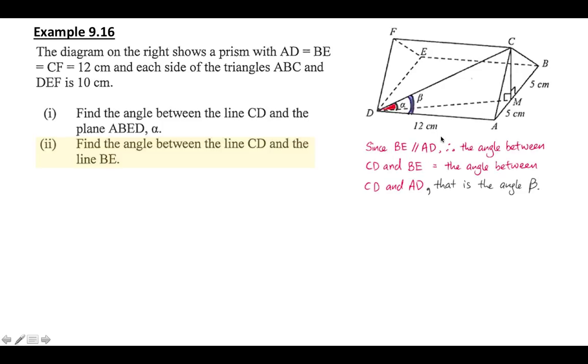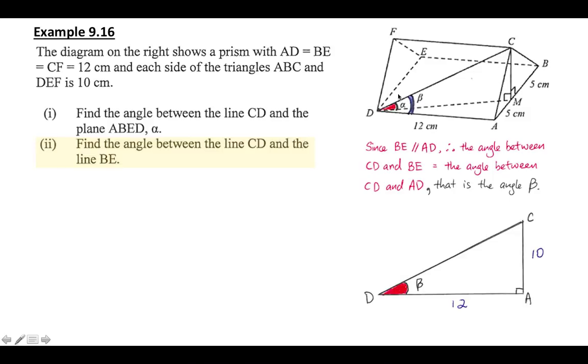So let me just explain a little bit. BE, we know that is parallel to AD. So therefore, the angle between the line CD and the line BE will be the same as the angle between the line CD and the line that's parallel to BE, which is AD over here. So in other words, we're going to look at this triangle CDA and find the angle beta indicated in blue over here.